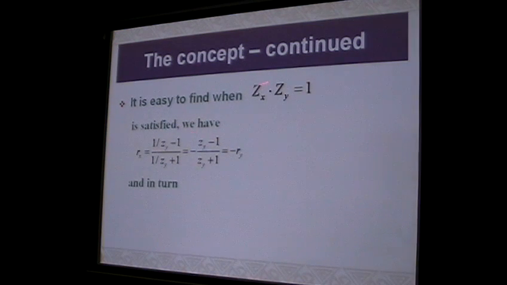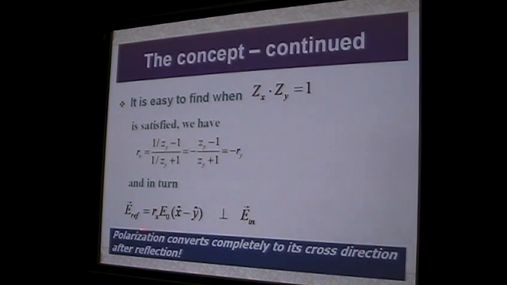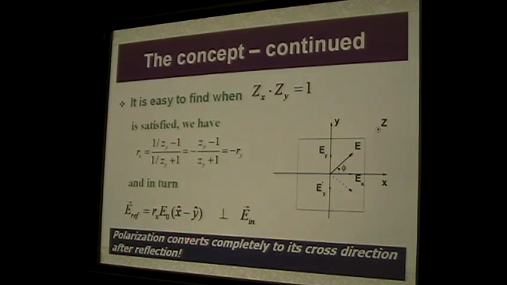And then, if this condition is satisfied, you can find that the reflected wave will take a polarization direction which is just opposite, perpendicular to the incident direction. So under this condition, we can convert the polarization completely to its perpendicular direction after reflection. So this picture shows what happens here.